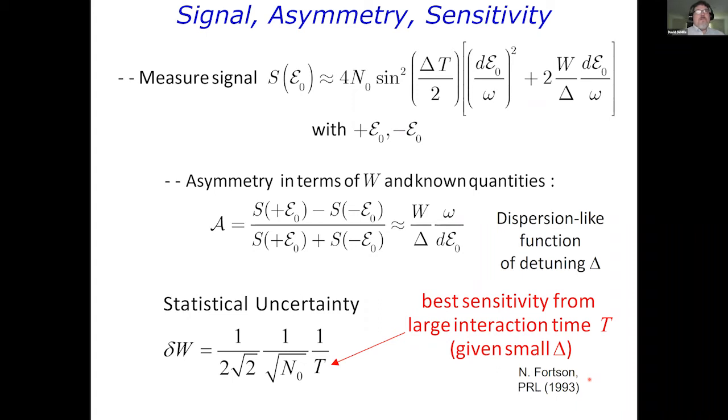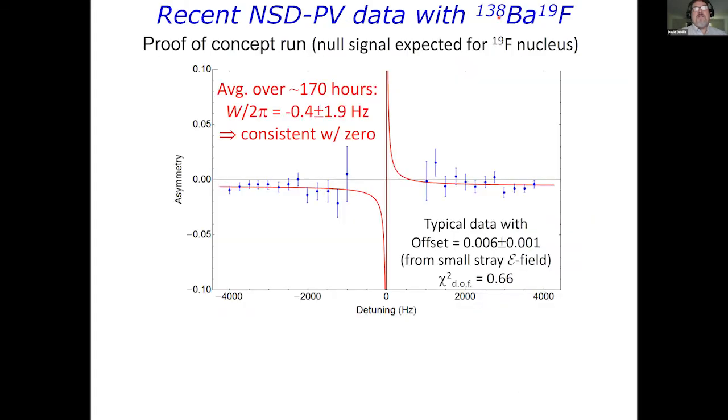So we've now published results from this. We ran a proof of concept run where we made a measurement with barium fluoride molecules. In this run, we used an even isotope of barium with no nuclear spin, so it can't give any nuclear spin dependent signal. In principle, there could be a nuclear spin dependent signal from fluorine 19, but the calculations indicate in this case, this is an entirely negligible size effect. So this was a way to test for systematics by taking data and seeing, did we get the answer that we knew was correct, which was 0.